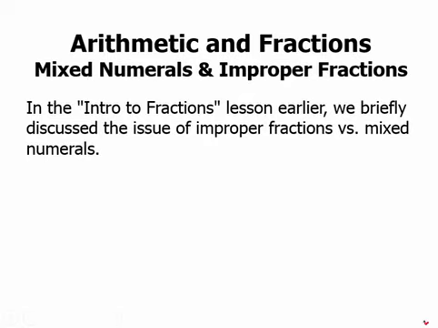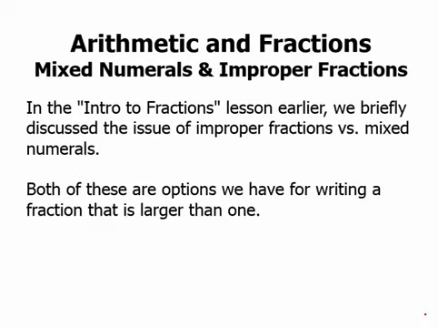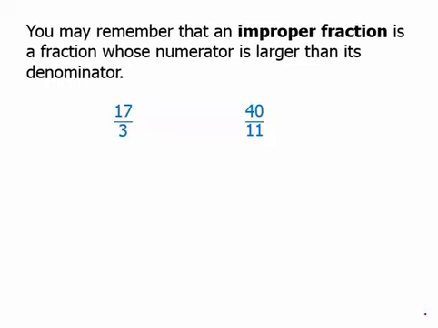Mixed numerals and improper fractions. In the intro to fractions lesson earlier, we briefly discussed the issue of improper fractions versus mixed numerals. Both of these are options we have for writing a fraction that is larger than 1. You may remember that an improper fraction is a fraction whose numerator is larger than its denominator. So for example, 17 over 3 or 40 over 11.